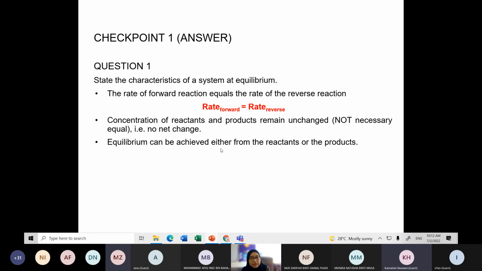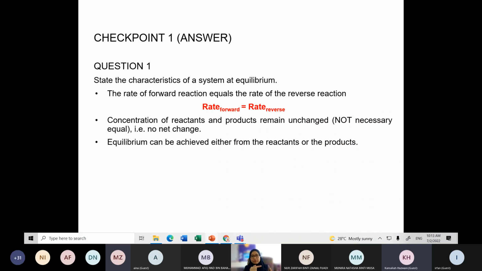This is another point that you can consider: equilibrium can be achieved either from the reactant or the product. It depends on whichever is placed first in the reaction, whether we put in the reactant or the product first. Because it is a reversible reaction, we have two arrows, the forward and also reverse. If we put in the product first, that means the reaction will proceed to the left first.